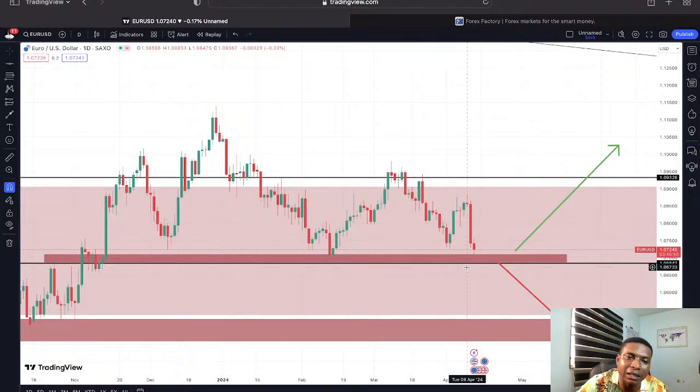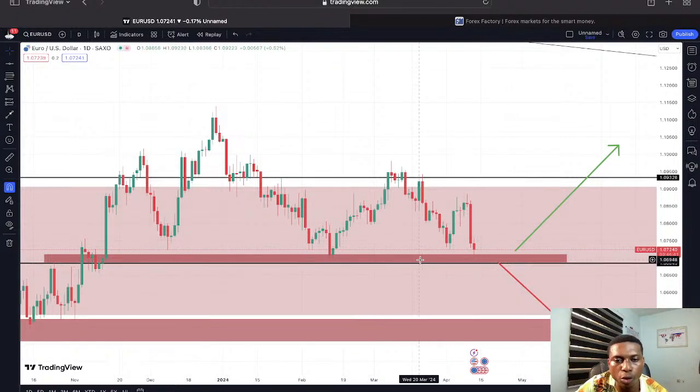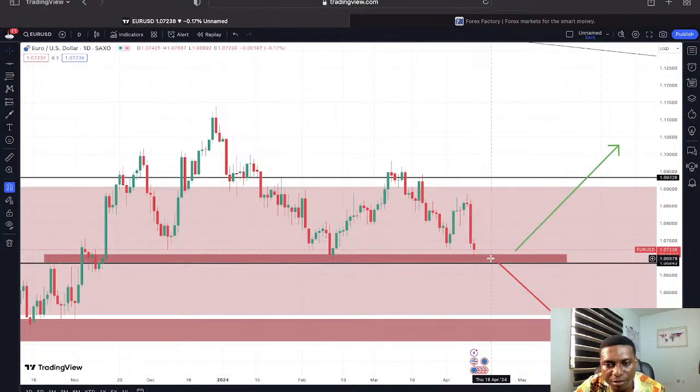The only thing that can make this support zone not strong enough anymore would be a breakout of this level. So a breakout of this level would definitely keep price on a downward momentum.